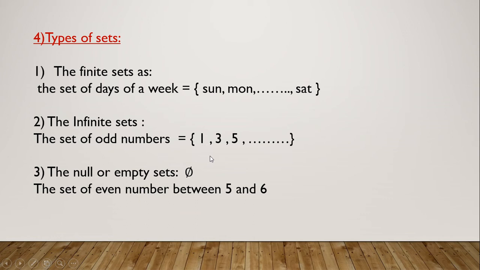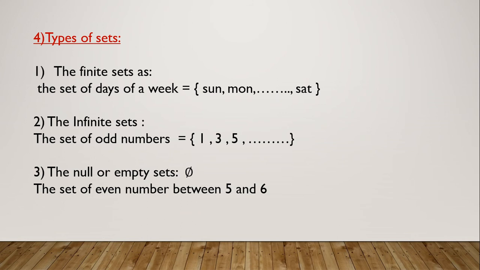Types of sets. We have 3 types of sets: finite set, infinite set, and null or empty set. A finite set is like the set of days of the week. The elements are finite, they have an end. What are the days of the week? Sunday, Monday, Tuesday, Wednesday up to Saturday. Is there any other day? No. So this is called a finite set.